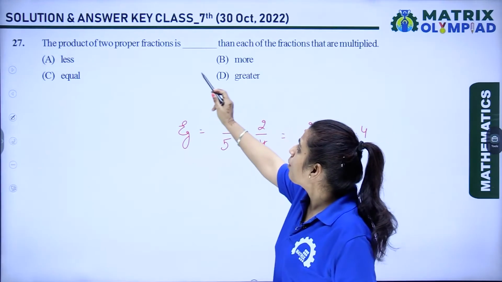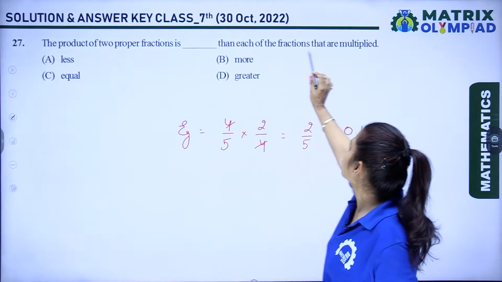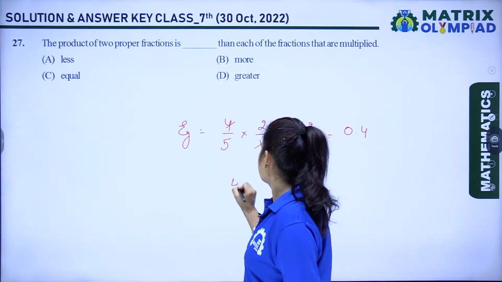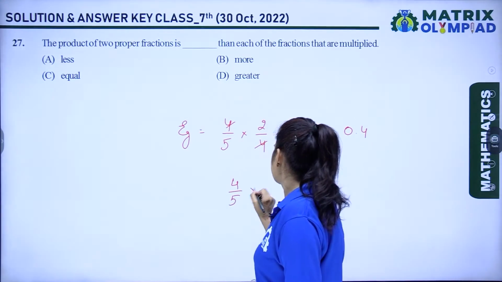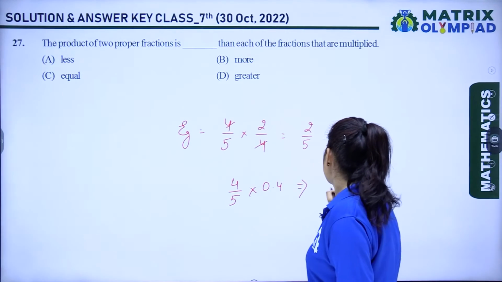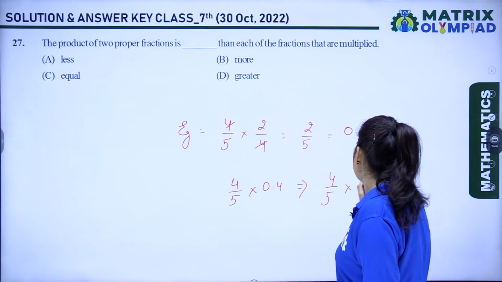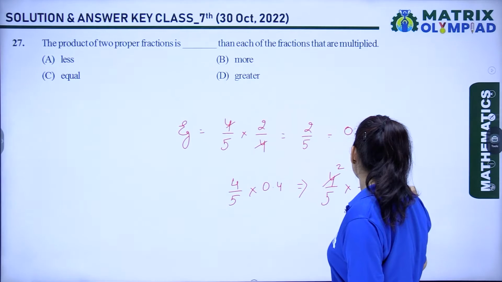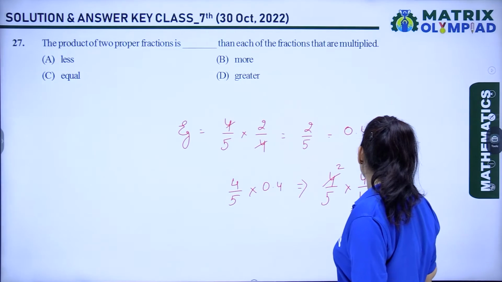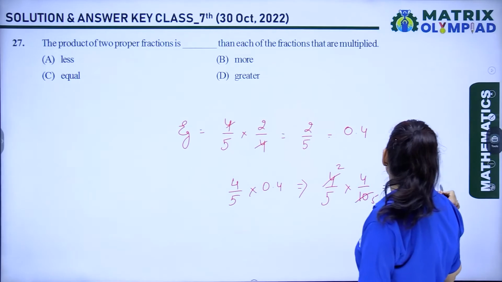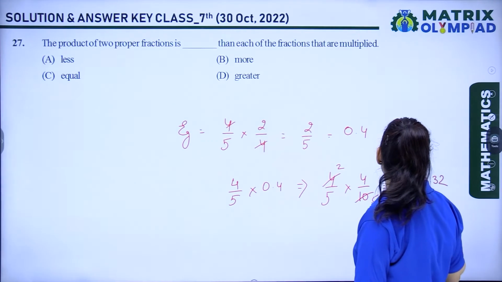Now the product of two proper fractions is dash then each of the fractions that are multiplied. If we multiply 4 by 5 by 0.4, that will be 4 by 5 multiplied by 4 by 10. After doing the cancellation, we get 8 by 25. Here the answer will be 0.32.